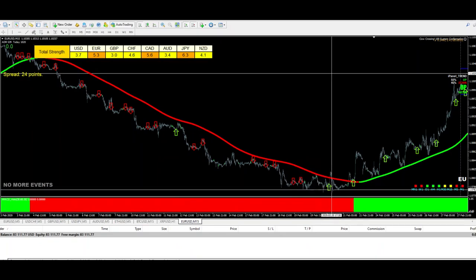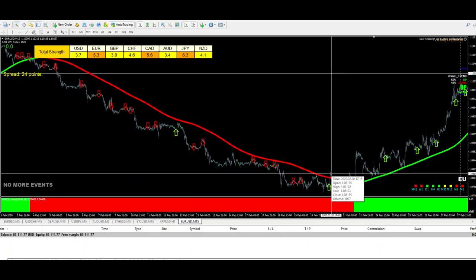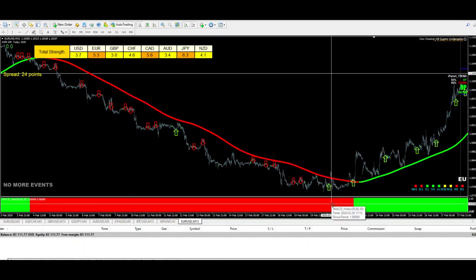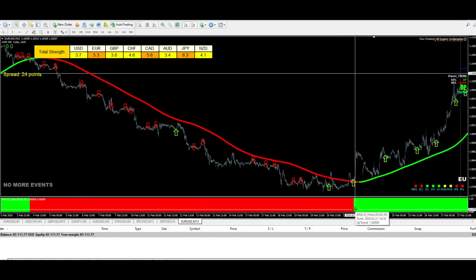Now, right in here, we crossed above. That's an automatic get out. Now, if for some reason you didn't get out, when this thing changes colors down here, it just throws you out. It closes all trades. And then you start over. It's pretty simple. It's awesome.